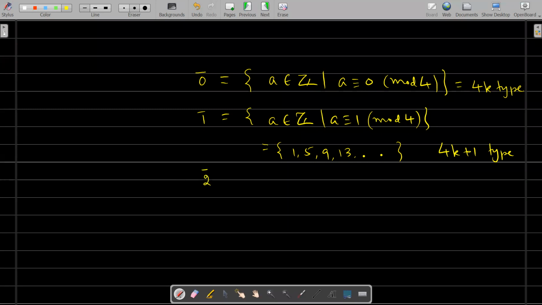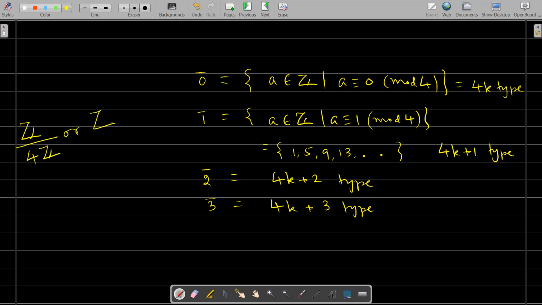And similarly, what will be class of 2? They are 4k plus 2 type elements. And class of 3, they are 4k plus 3 type elements. What is class of 4? Class of 4 will be again class of 0, right? So those which are 4k type elements. So essentially, modulo 4, I get 4 classes, and this set I denote by Z4 or Z mod 4. There are standard notations as Z by 4Z or Z4.